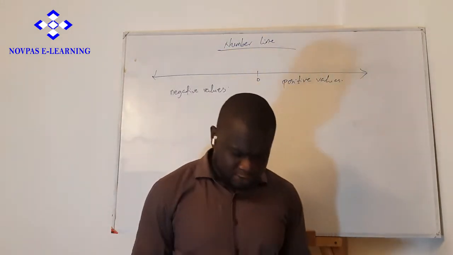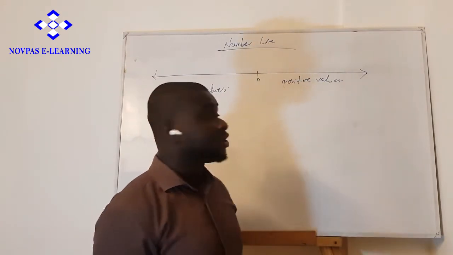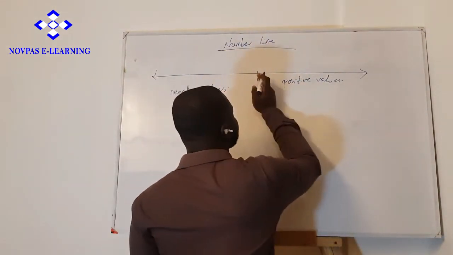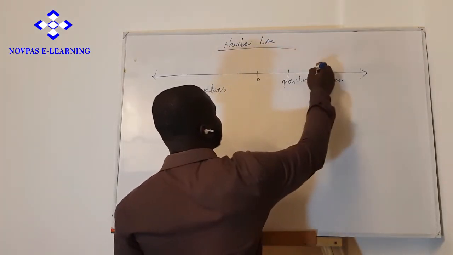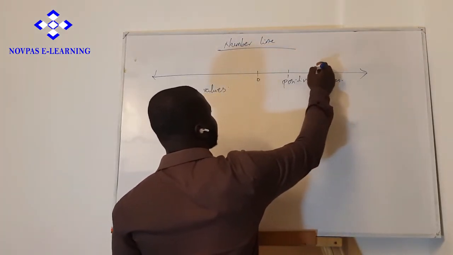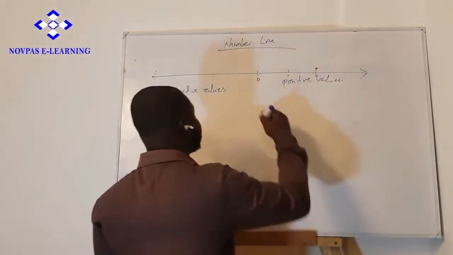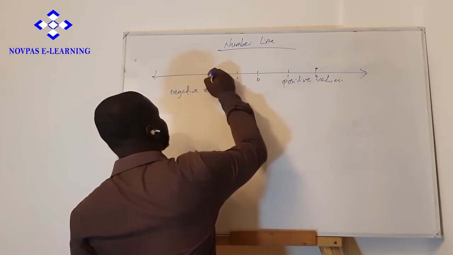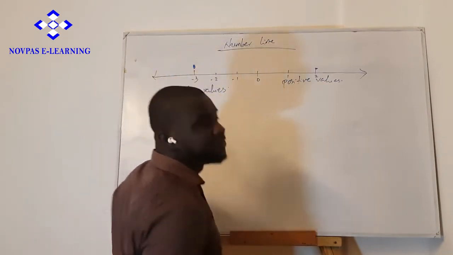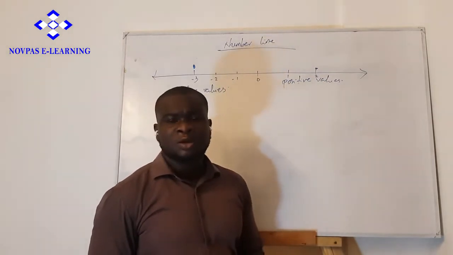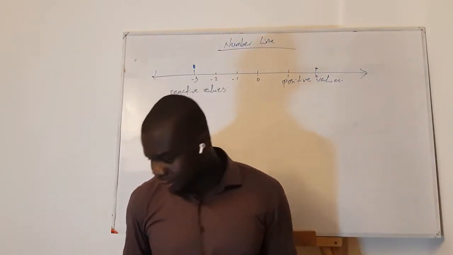So for instance, if I asked you to show me where positive 2 is on this number line, positive 2 will be on the right side of the 0. So this is 1, so this will be 2. If I ask you to show me where negative 3 will be, negative 1, negative 2, negative 3. This is where negative 3 would be. Good. So you are going to solve some examples on this so that you get a better understanding.